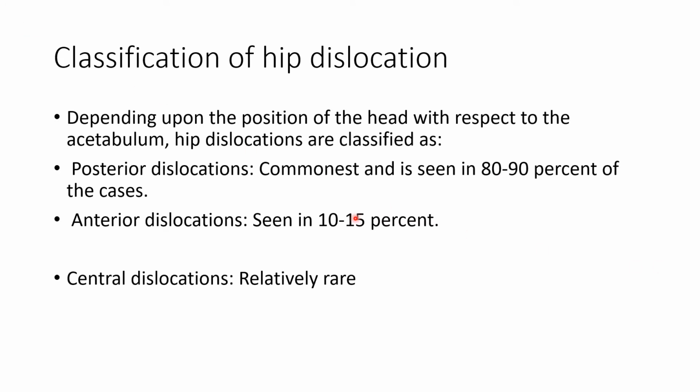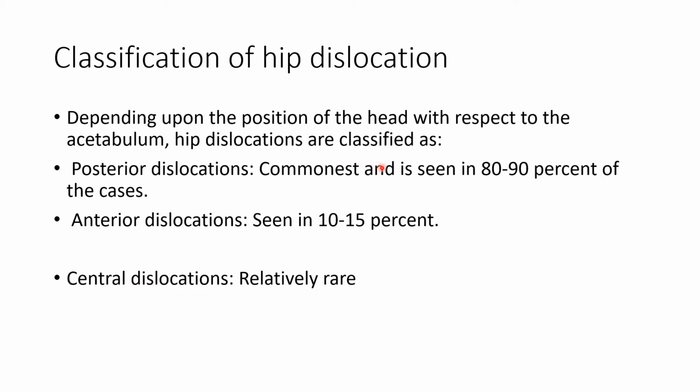Now coming to the classification of the hip dislocations. Depending on the position of the head of the femur with the acetabulum, hip dislocations are classified into three types. It can be a posterior dislocation, an anterior dislocation, or a central dislocation. In posterior dislocation, the head of the femur will move posterior to the acetabulum. In anterior dislocation, it will move anterior to the acetabulum. And in central dislocation, it will fracture the roof of the acetabulum and move into the pelvic cavity.